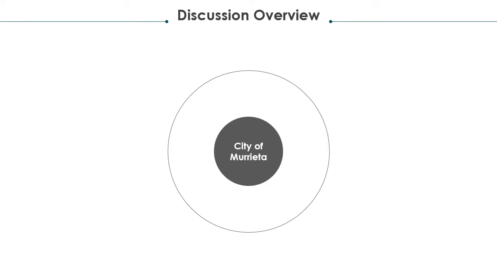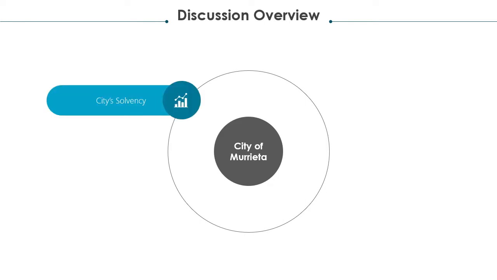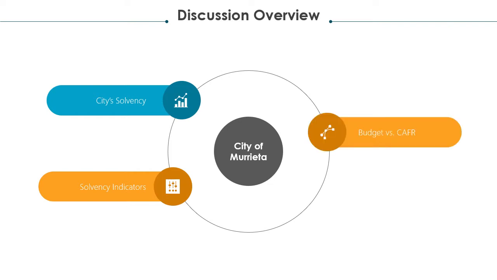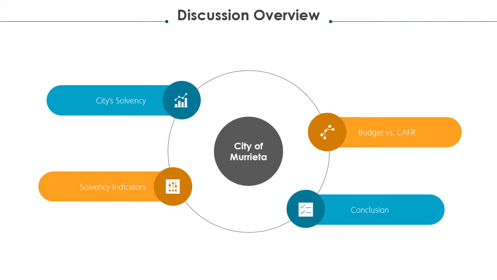So as a brief discussion overview, I'll be taking a look at the City of Marietta and its solvency in regards to its CAFR report. I'll be explaining the different solvency indicators that I use to figure that out. I'll also be comparing a budget report versus a CAFR and how those two things are contrasting as well. And then I'll wrap up the presentation.